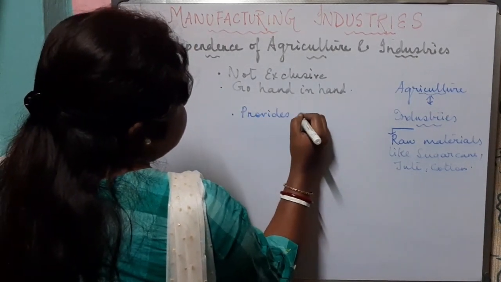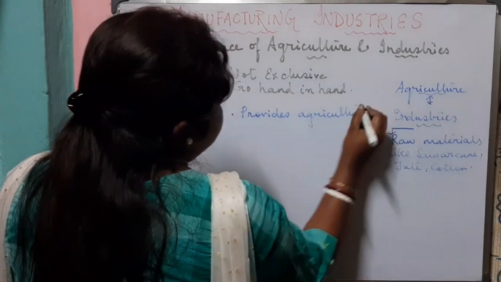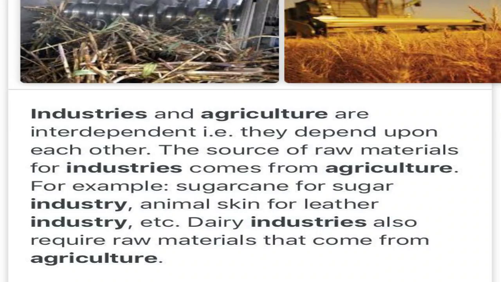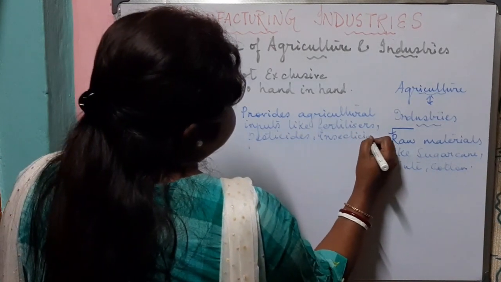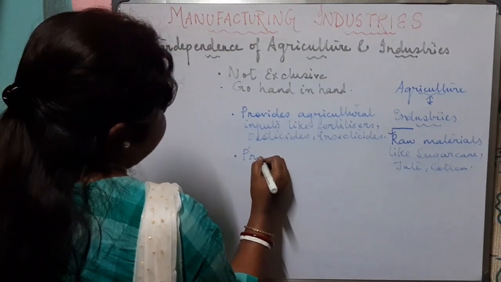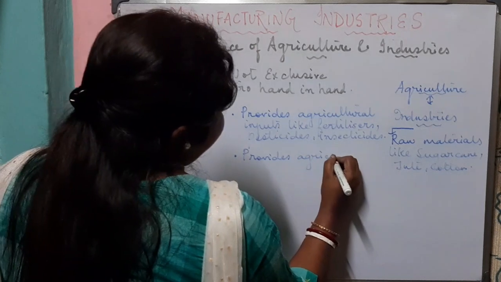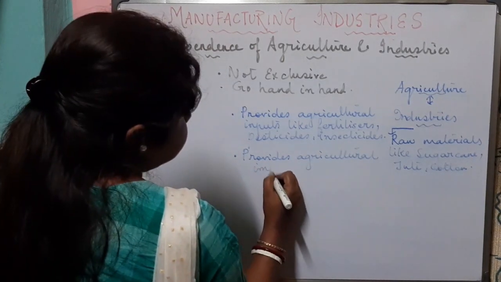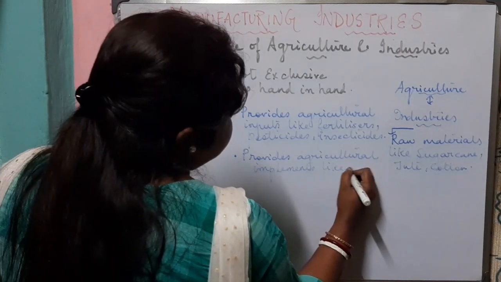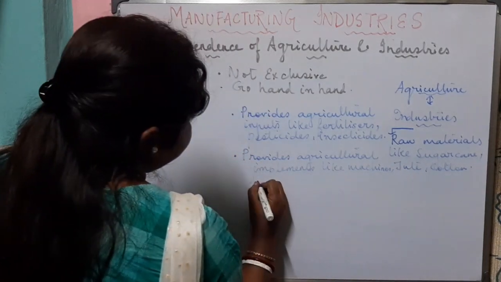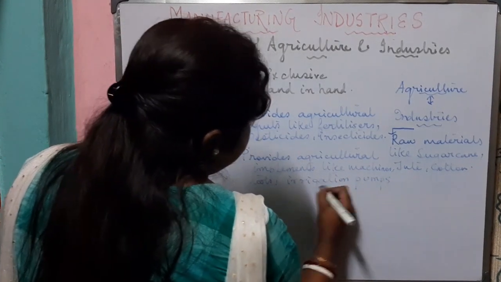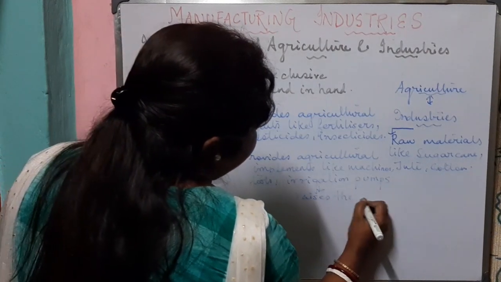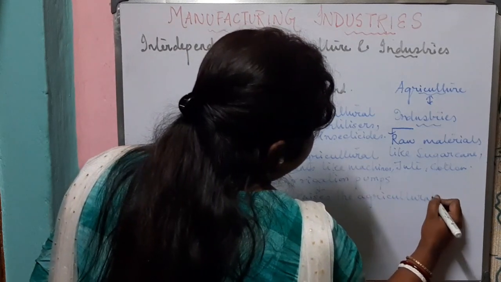Now how is agriculture dependent on industries? Industries provide agricultural inputs like fertilizers, pesticides, insecticides. It also provides agricultural implements like machines, tools, irrigation pumps, which raises the agricultural productivity.